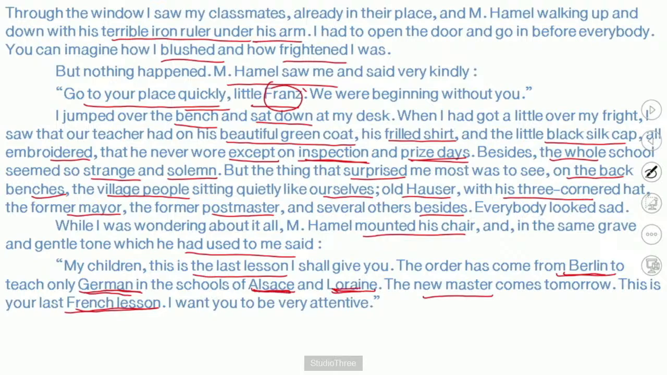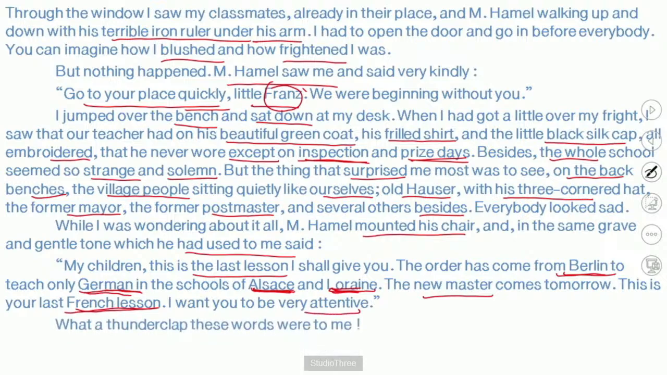What are Alsace and Lorraine? These are also states, like in our India we have Maharashtra, Gujarat, Karnataka, Assam. The same kind of states are there, like Alsace and Lorraine. So I want you to be very attentive today.